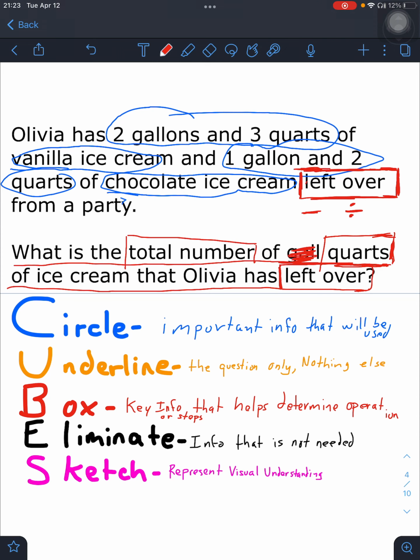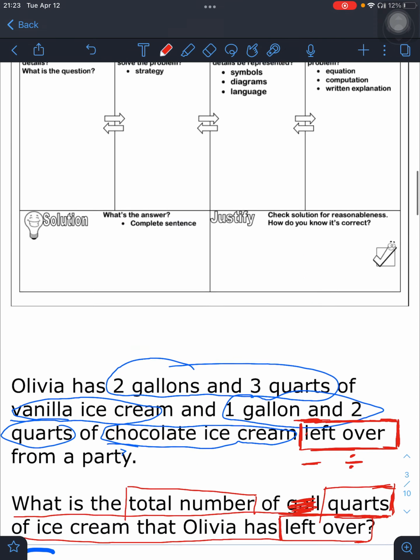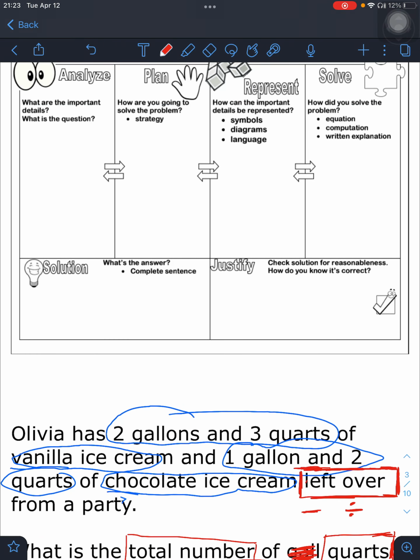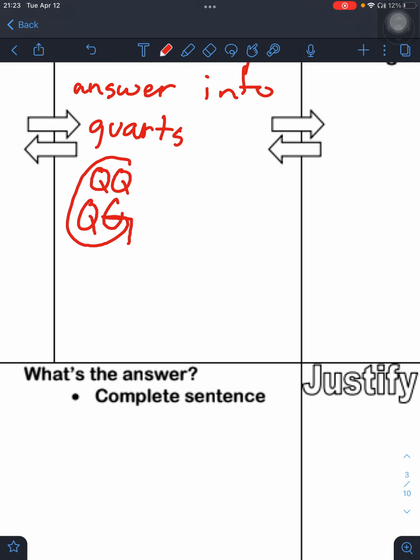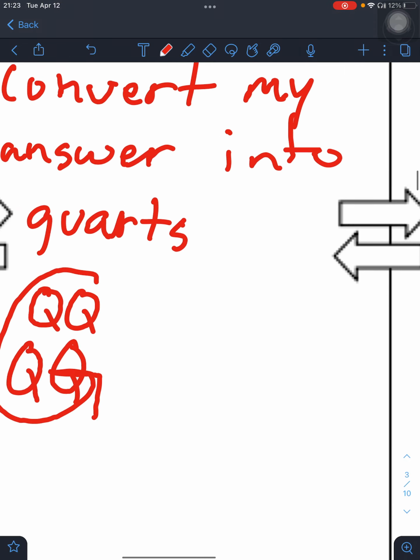So as I'm creating my plan, I have to take that into consideration. I have to remember that I need to convert my answer into quarts only. And I don't remember how many quarts are in a gallon. So I need to have a strategy for remembering that, which is my gallon land. The gallon king had four queens. Each queen had 2 pints.